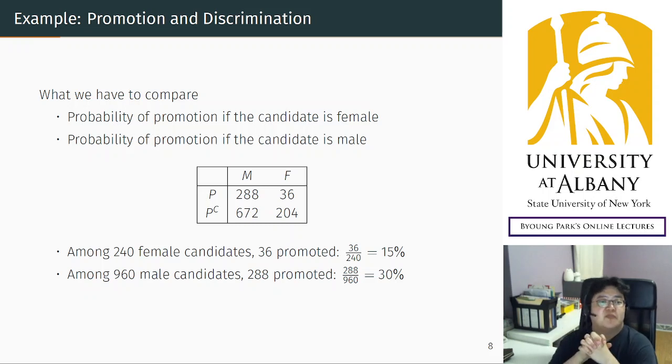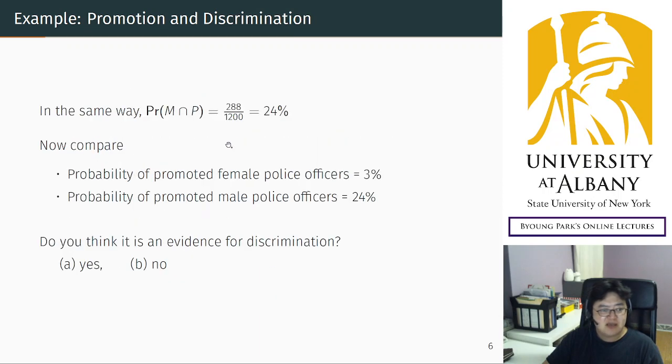Hello. As I promised in the previous video, I will introduce a new probability concept for the fair comparison. What we would like to compare is this probability: the probability of promotion if the candidate is female, and the same probability if the candidate is male. This looks pretty much the same as the probability of promoted female, promoted male, but actually it's different.